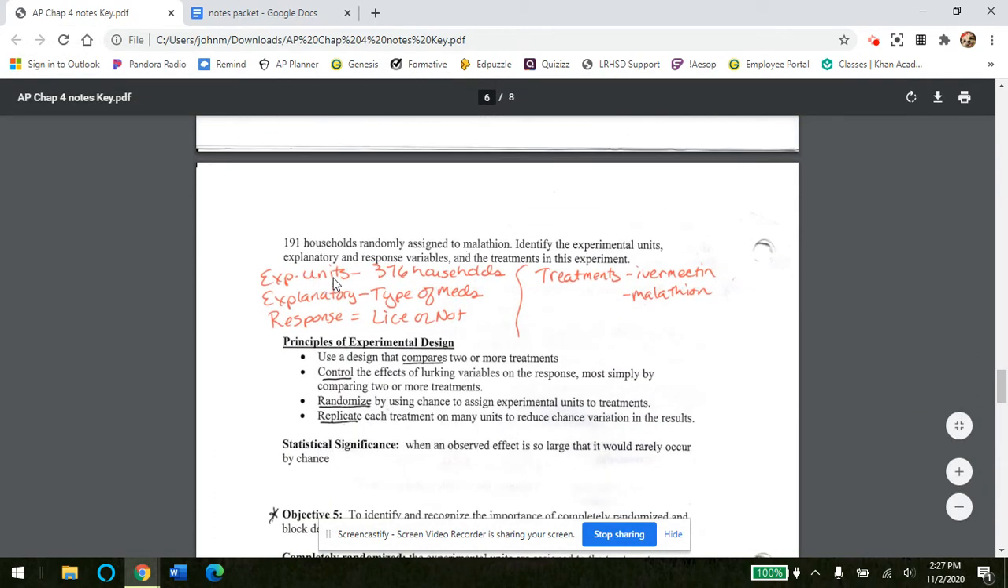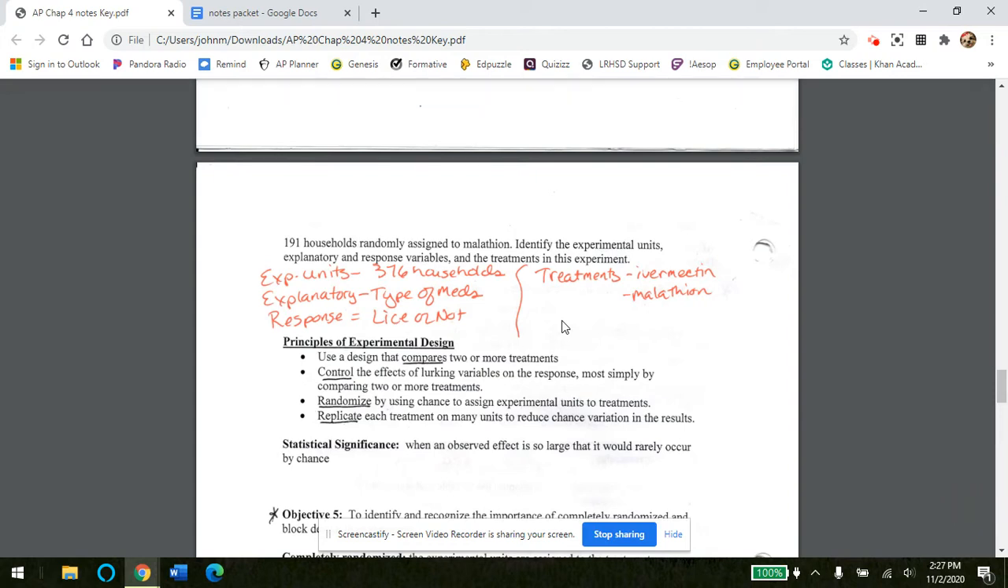Okay, our experimental units are the 376 households. Our explanatory variable is the type of medication. Your response is, did they still have lice or not? The treatments were the 2 medicines. In this case, there's no placebo, because if you don't treat lice, lice are not going to disappear. So sometimes you can't not treat it. It was comparing the 2 treatments to see which worked better, because lice are not going to disappear on their own. So that's something they couldn't use a placebo for, because they already knew the result. It would be 0. All right.